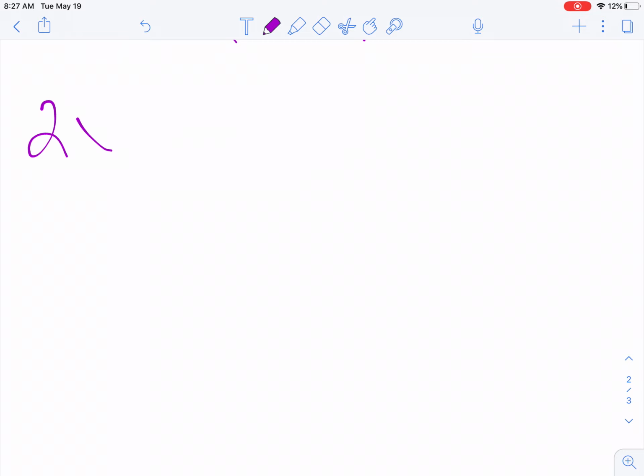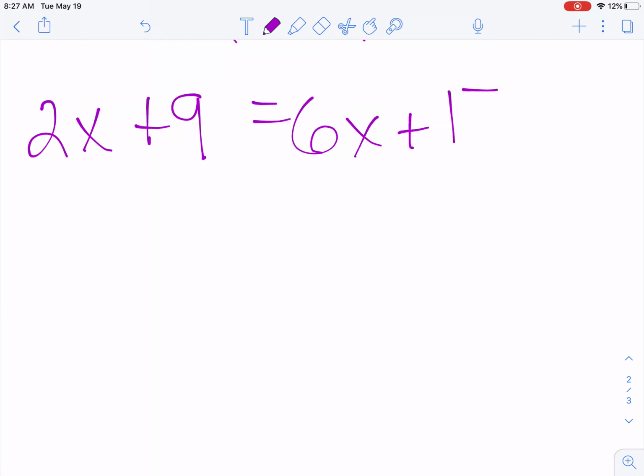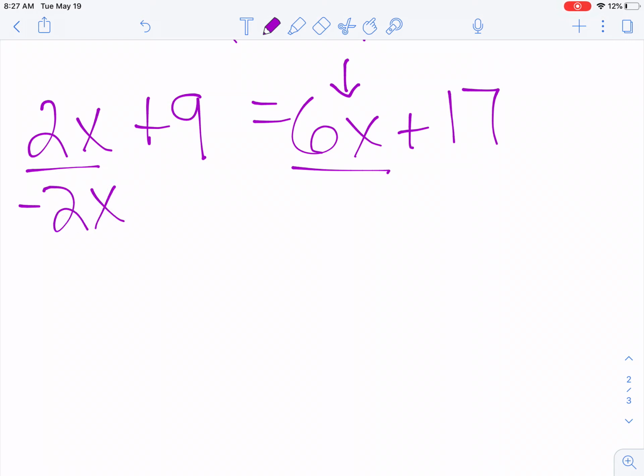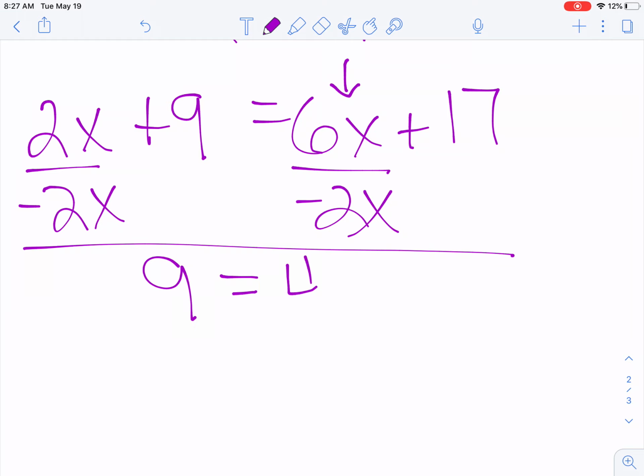This one is going to be 2x plus 9 equals 6x plus 17. You could write this down on your paper, pause the video, and see if you get the same solution that I get, for practice. When I look at this one, I'm looking at my two variables. And what I notice is that if I take 6x from this side, I'm going to end up with a negative on the other side. So I, right away, would subtract the 2x. What do I have left? 9 equals 4x plus 17.